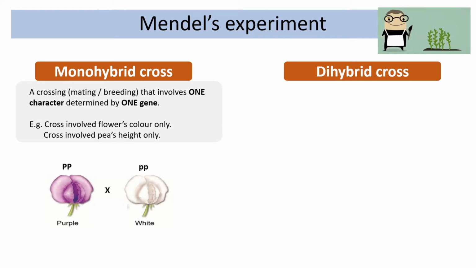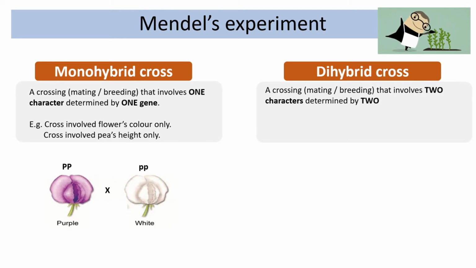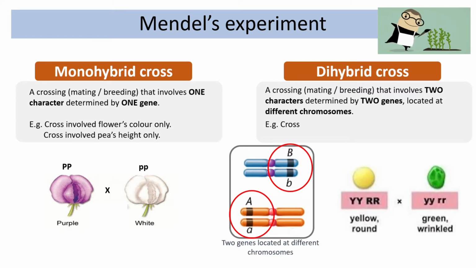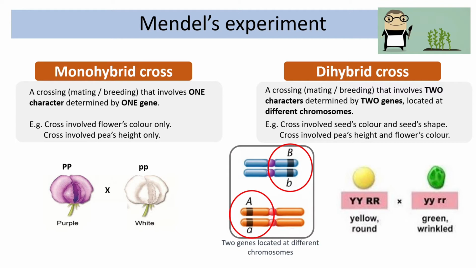Meanwhile, a dihybrid cross is a crossing that involves two characters which are determined by two genes located on different chromosomes. For example, a cross involving seed color and seed shape, and a cross involving pea height and flower color.